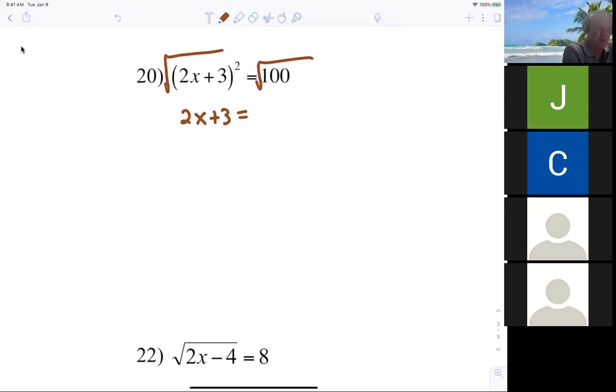Square root of 100 is 10. We're not allowed to write just 10 though. We say plus or minus 10. So now I'm going to subtract 3.